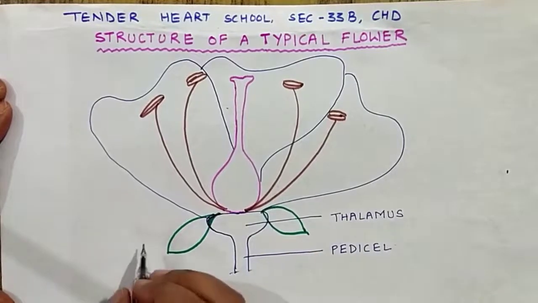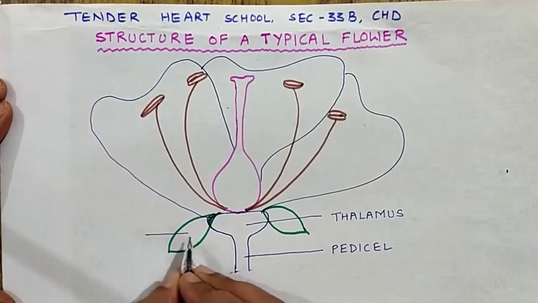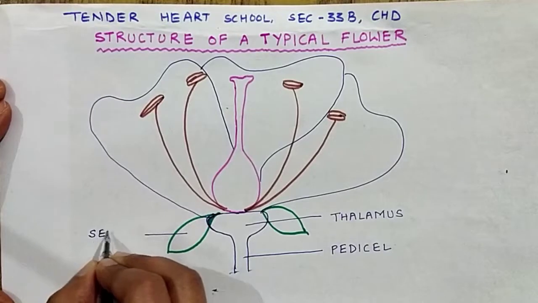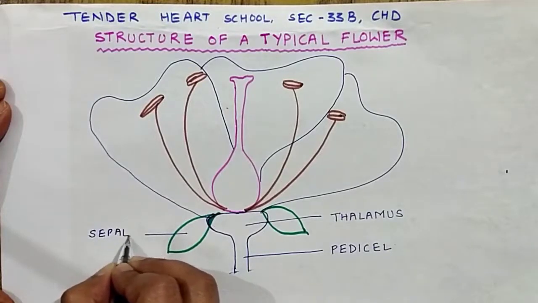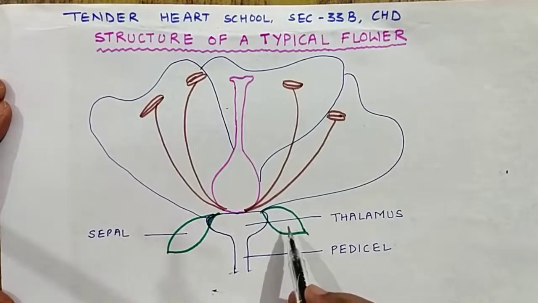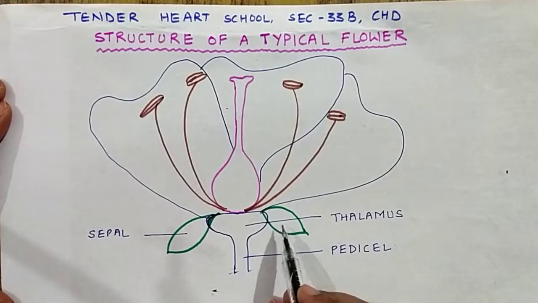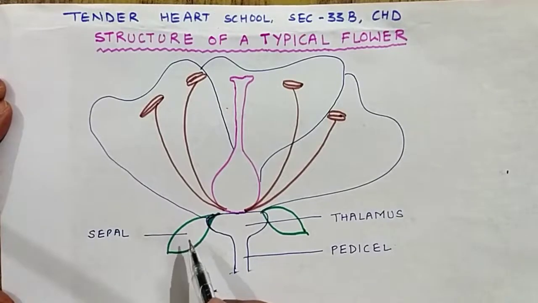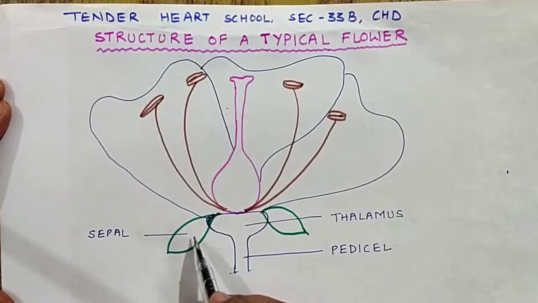Right? This green colored part, which is present at the base of the flower, is called the sepal. These sepals, when the flower is in the bud stage, are protecting the flower. These sepals are present at the base of the flower, and are green in color. Otherwise, they can also perform photosynthesis because they have chlorophyll in them.